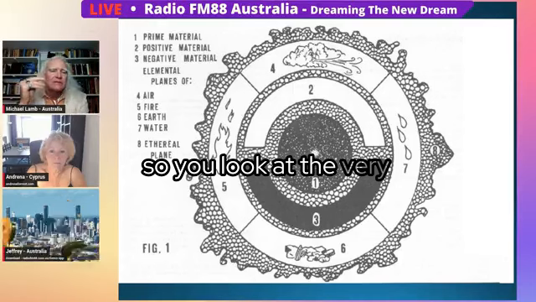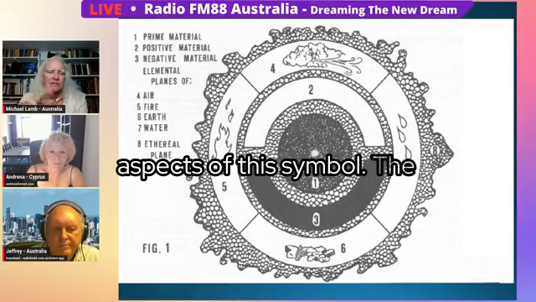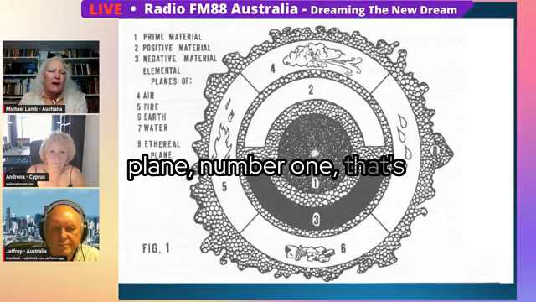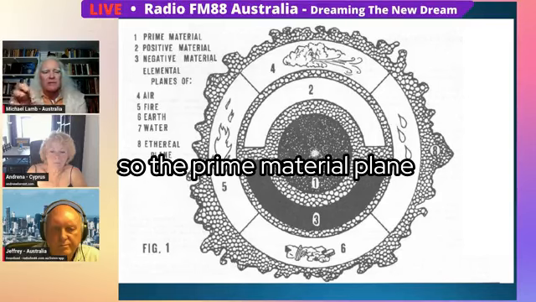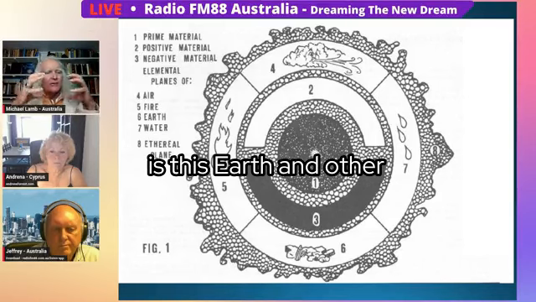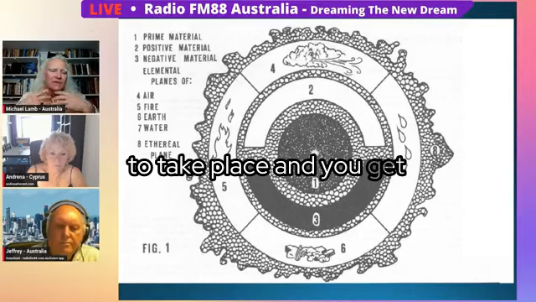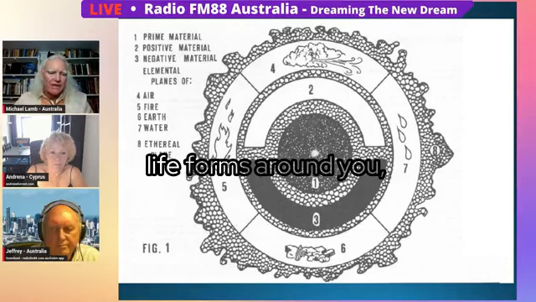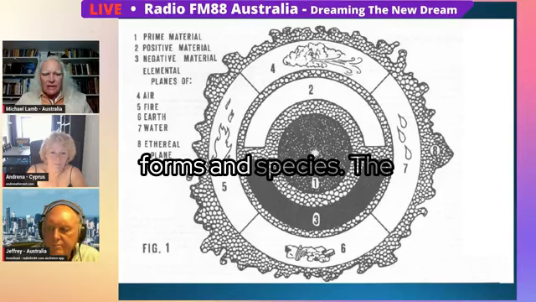So you look at the very first aspect of the 8 aspects of this symbol. The first is the prime material plane, number 1. That's right in the center, like the center of a sun. Okay, so the prime material plane is this earth and other things that are material, where all the elements get to take place, and you get to have these incredible things called life, and you interact with all the other life forms around you, which, you know, basically billions of types of life forms and species.